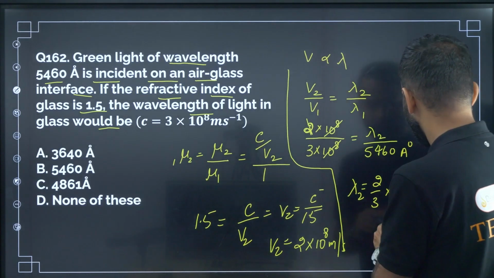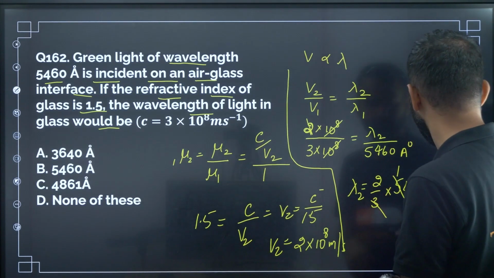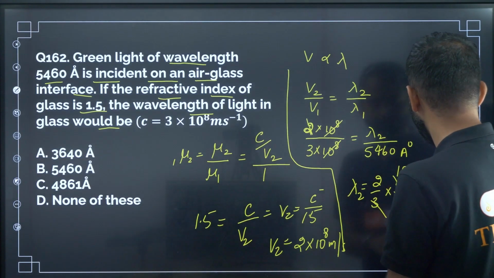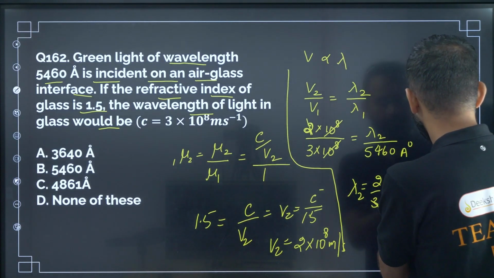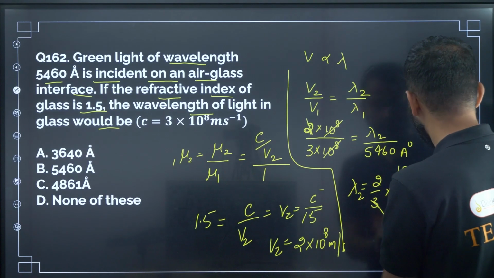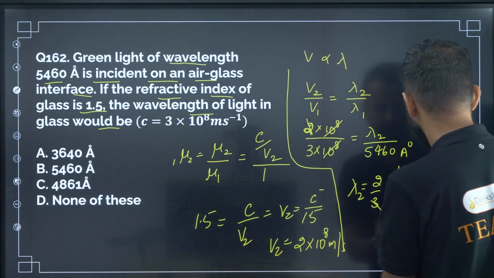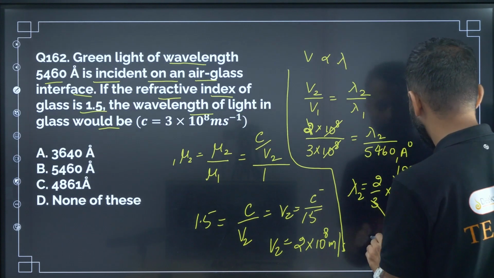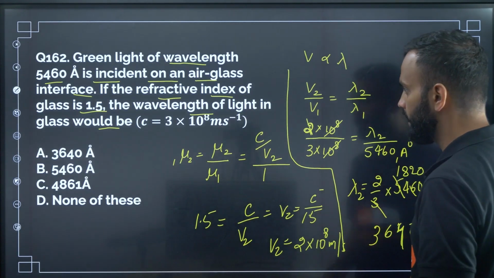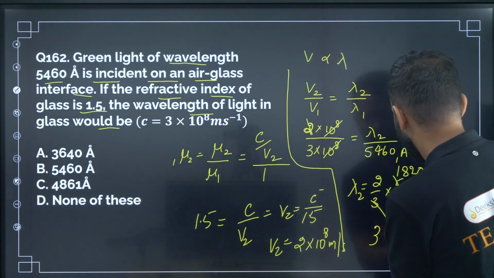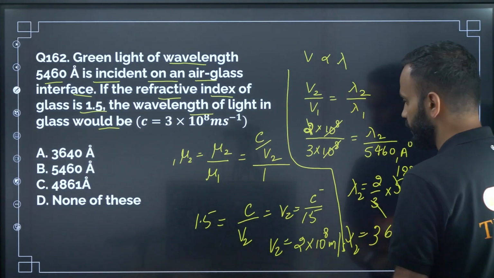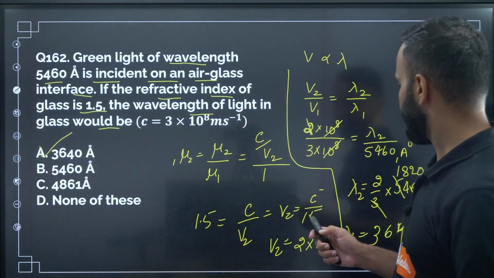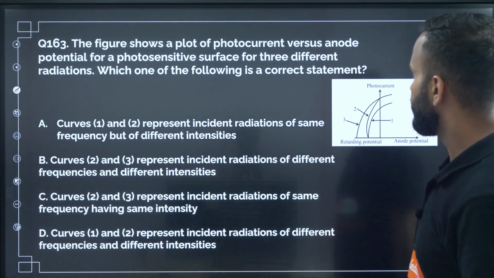Okay. So now 3 ones are 3, 3 8s are 24, 3 2s are 6, then 0, 4, 6 and 3. So 3640 angstrom. So this is the value of lambda 2. So the correct option is A. Next question. Question number 163.